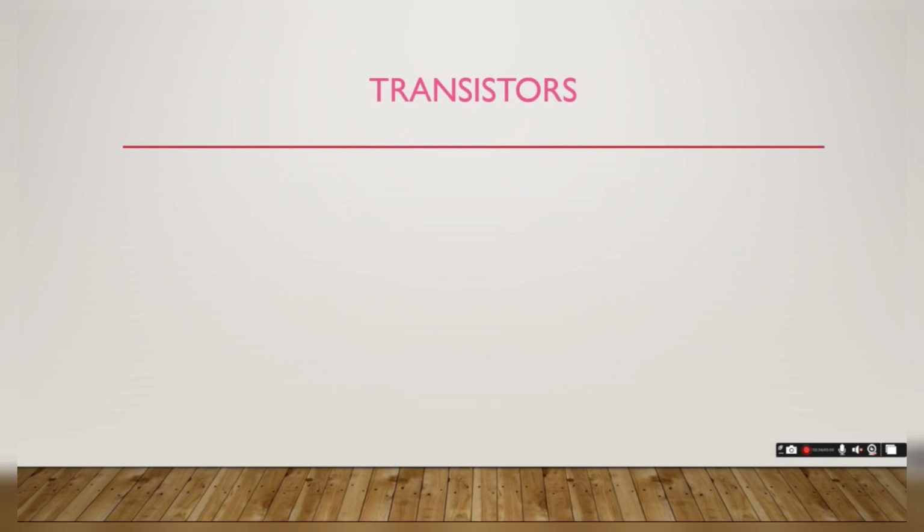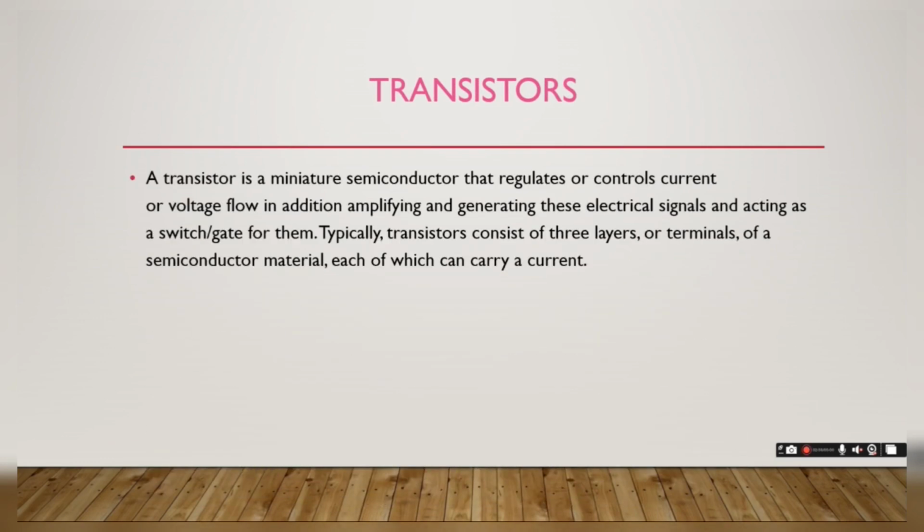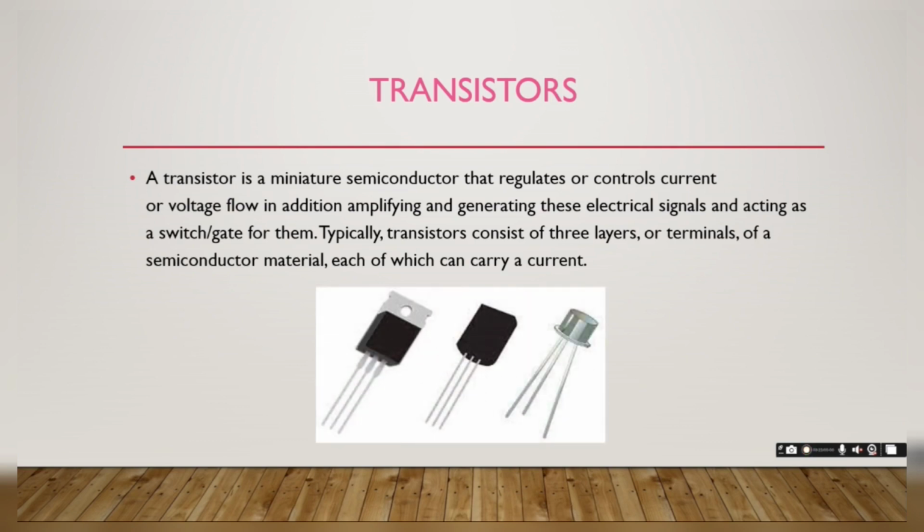We move to transistors. And we are saying that a transistor is a miniature semiconductor that regulates or controls current or voltage flow, in addition to amplifying and generating these electrical signals and acting as a switch or a gate for them. Typically, a transistor consists of 3 layers or terminals of a semiconductor material, each of which can carry a current. And a diagram or a picture is shown below.